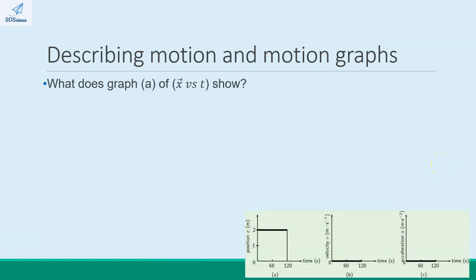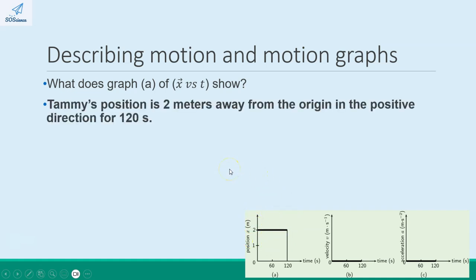Let's now start describing these graphs. So what does this x versus t graph show us? Well, it shows us that Tammy's position is 2 meters away from the origin. We always assume that the 0 point is the origin unless otherwise stated. In the positive direction, because this is a positive 2, for 120 seconds.